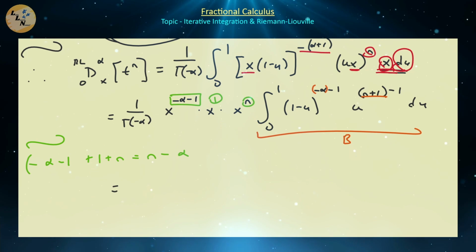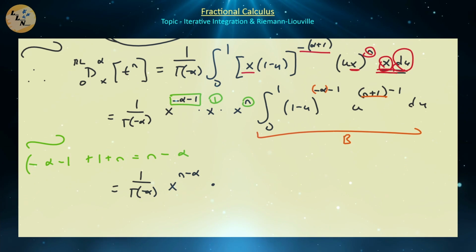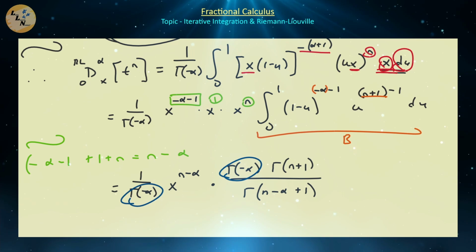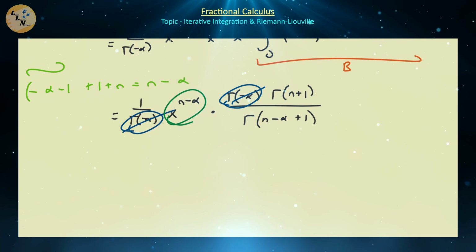Once we have that, that's going to give us 1 divided by gamma of minus alpha times x to the n minus alpha, so that's a good sign because we know that that's supposed to be there. And then times the beta function evaluated in terms of gammas, we're going to have gamma minus alpha, gamma of n plus 1, all over gamma of the sum of those things, which is n minus alpha plus 1. So what do we have here? Notice we have a gamma minus alpha there, a gamma minus alpha there, so they're going to eliminate, which is a very good sign. And then we're just going to be left with the constant of gamma of n plus 1 over gamma n minus alpha plus 1 with a polynomial with different exponent n minus alpha, which is what we desire to prove.